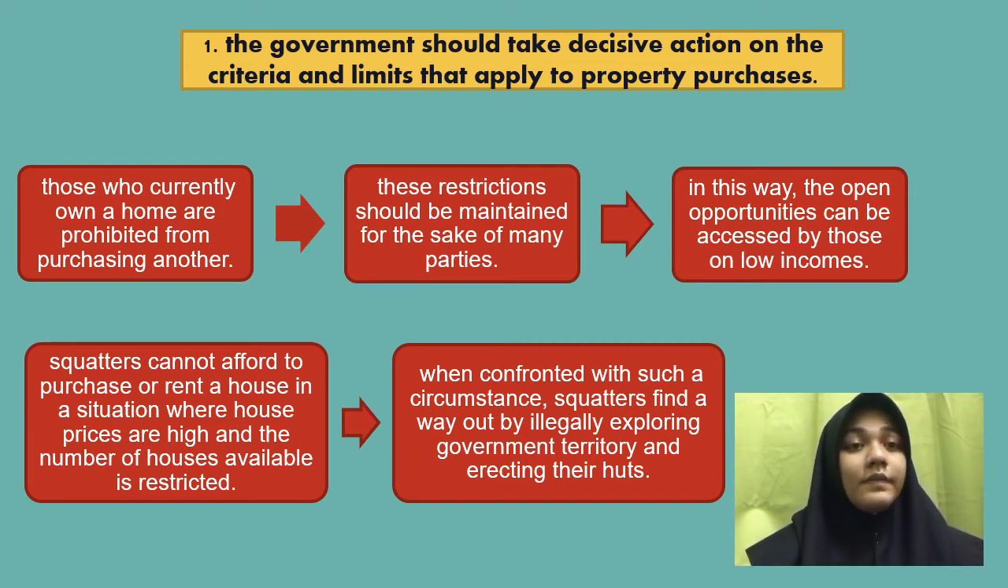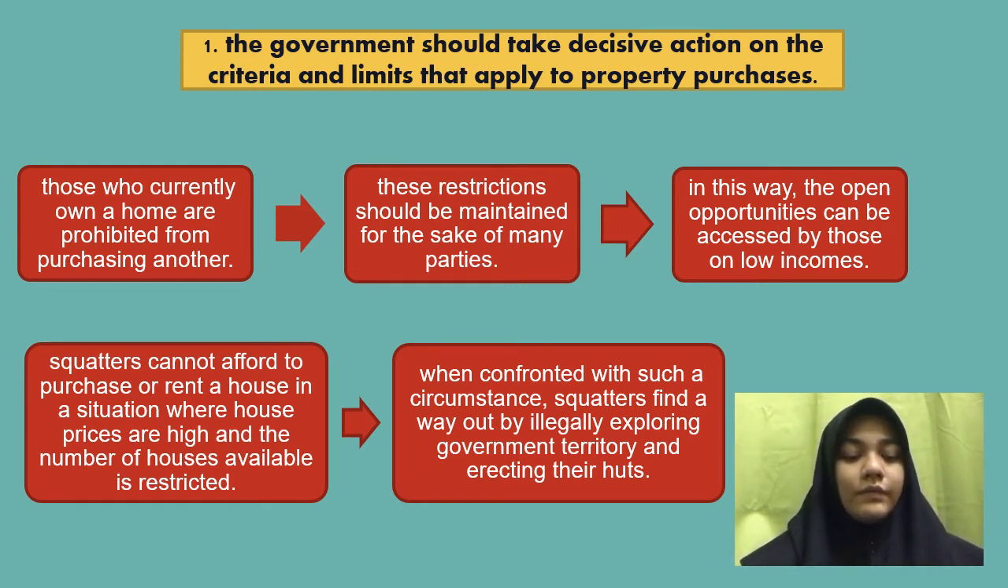The first one is that the government should take decisive action on the criteria and also limit the property purchases that can be made by squatters. Those who currently own a home are prohibited from purchasing another. For me, this is an excellent decision that not only keeps house prices from skyrocketing, but also allows most squatters to buy or rent government housing. This restriction should be maintained for the sake of many parties. In this way, opportunities can be opened to those who have low income.